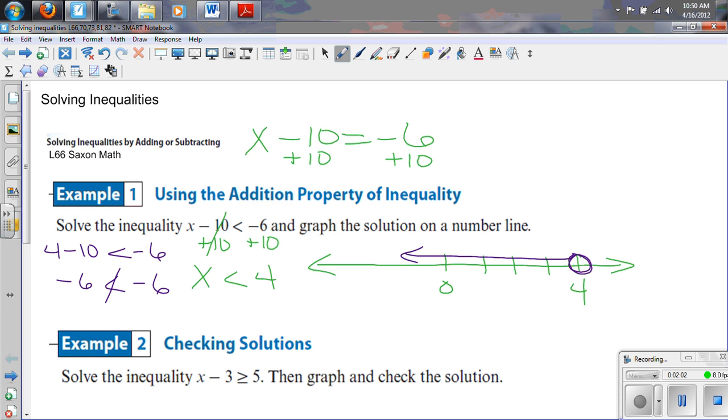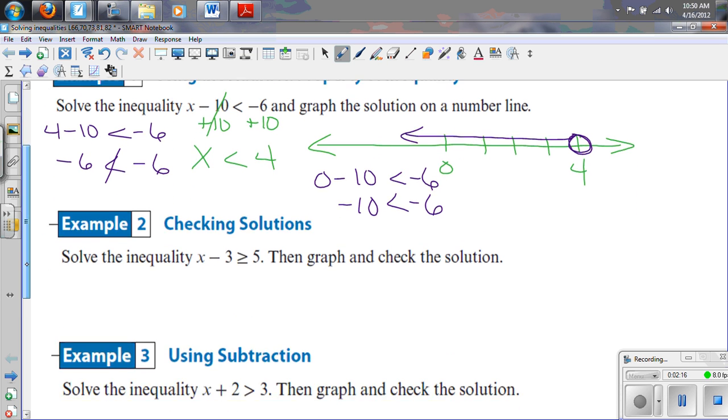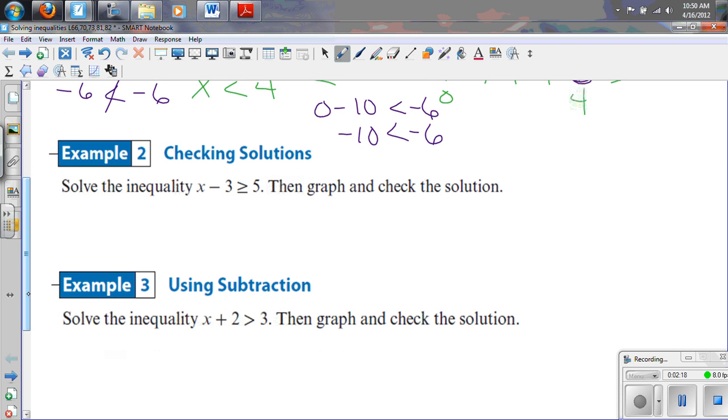And then let's check some other number. Let's check 0. 0 minus 10 should be less than negative 6. That's negative 10 is less than negative 6, so that's true. So you can check your solutions just by putting numbers back into the equation, or the inequality in this case, to see if they are true or not.